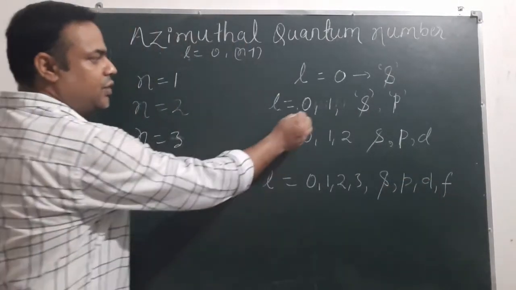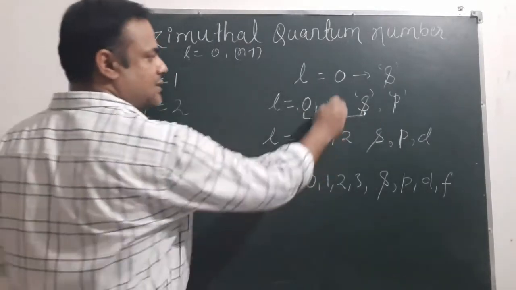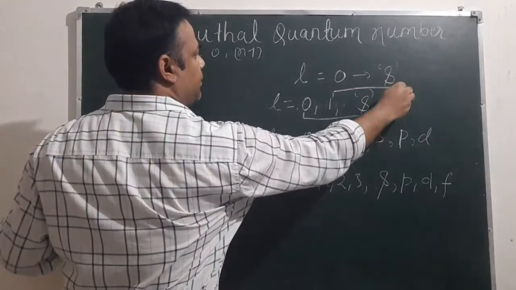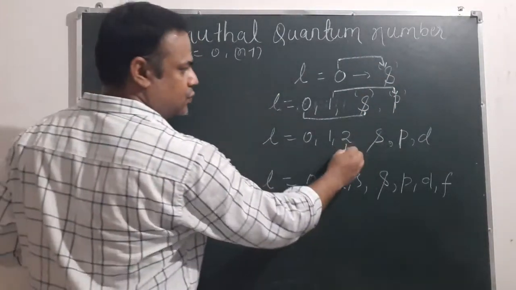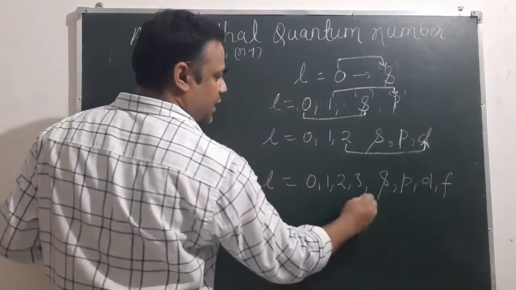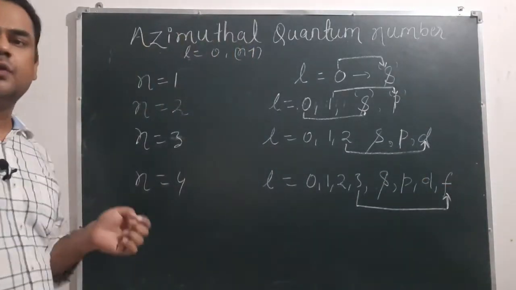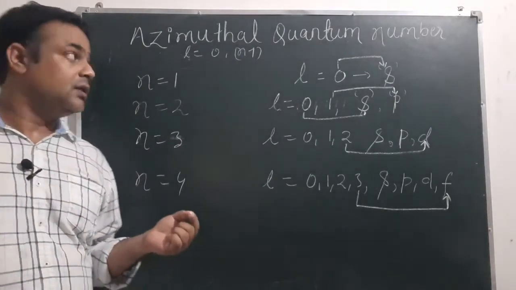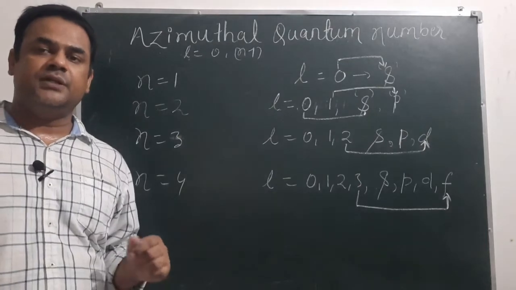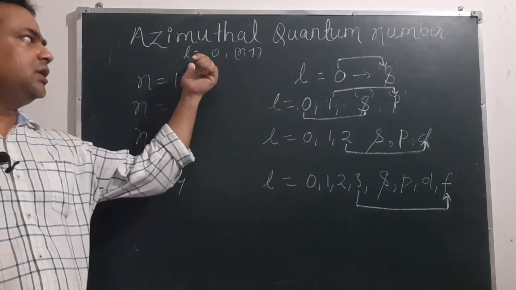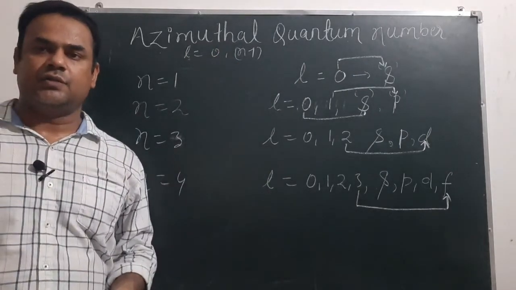So corresponding to 0, the subshell will be s, corresponding to 1, the subshell will be p. Similarly, corresponding to 2, the subshell will be d, corresponding to 3, the subshell will be f. So this is how we can determine the value of the azimuthal quantum number with the help of the principal quantum number by using the relation l equals 0 to n minus 1.